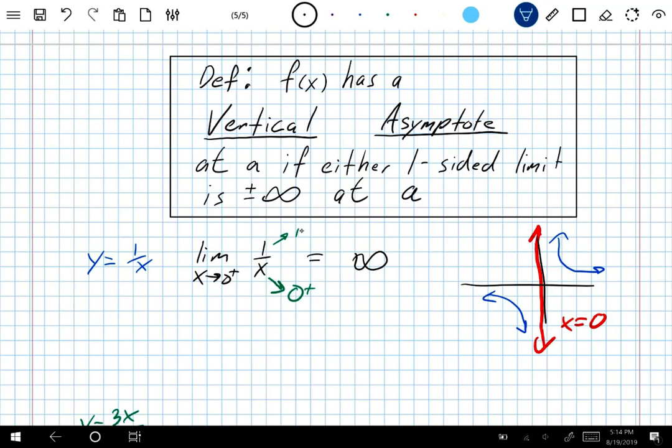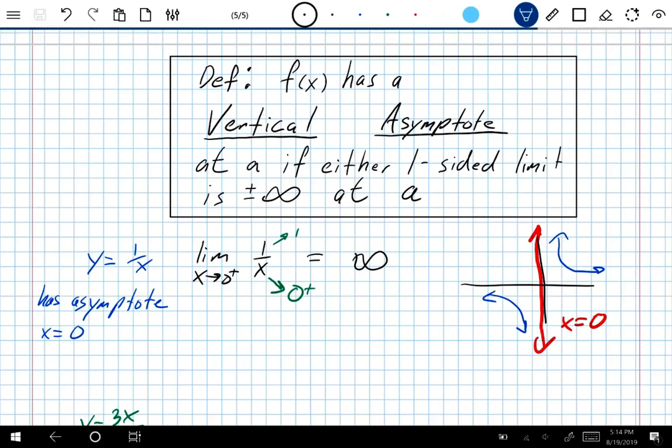So in this case, I have a positive number on top divided by a positive number on bottom. It's going to go to positive infinity. And that's enough to say that this has an asymptote at x equals 0. The second you know either of those one-sided limits goes off to plus or minus infinity, that's what it means to have an asymptote.